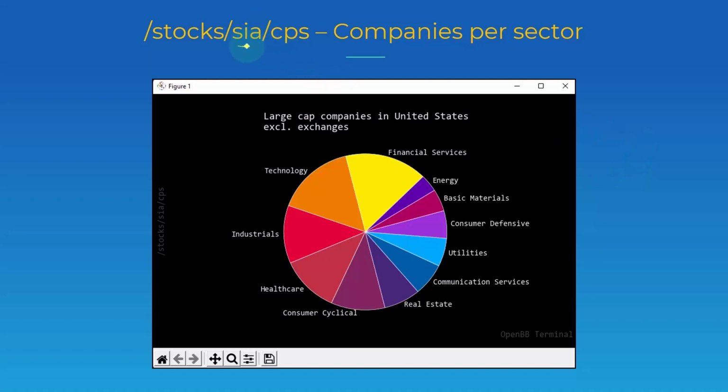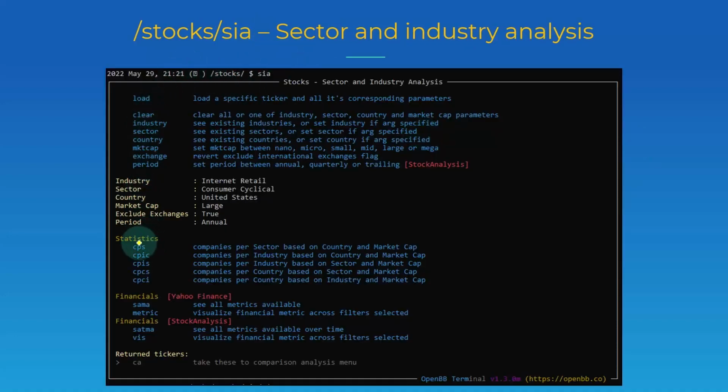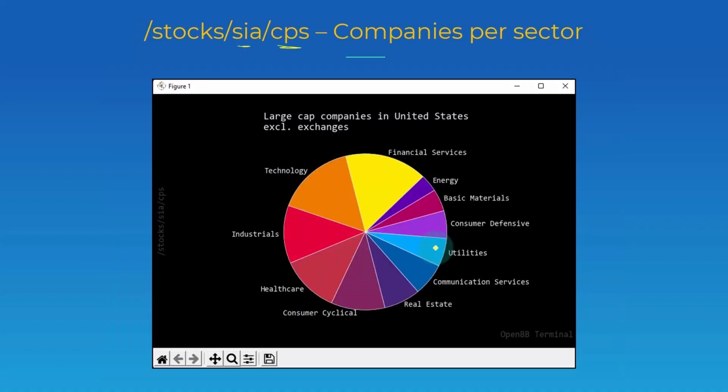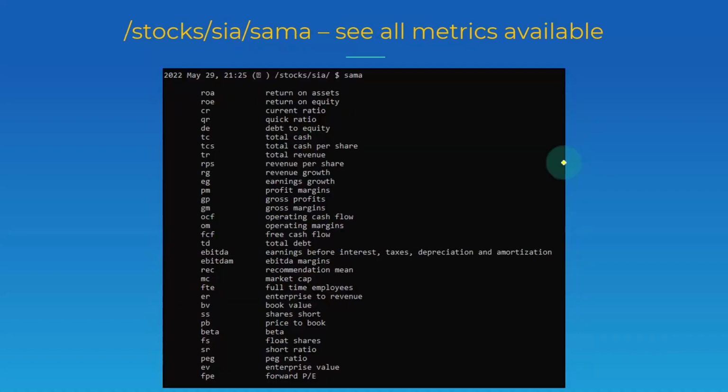Within that same section that we were looking at before, if I step back, you can see CPS is this command here under statistics. It shows companies per sector based on country and market cap. So now if I go here, I'm looking at large cap companies in the US and the sectors that they're broken out into. Again, this is all visual information, not text based.